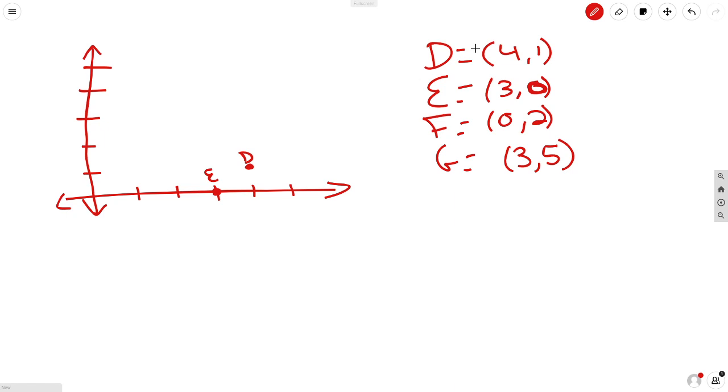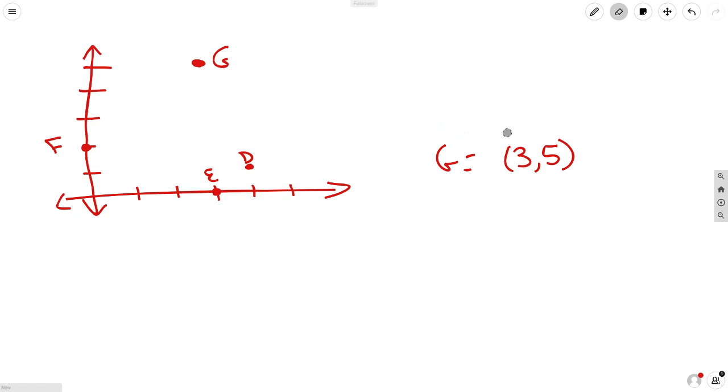F, we don't move at all horizontally. We do go up 2 units: 1, 2. So that's F. And then G is over 3: 1, 2, 3, and up 5: 1, 2, 3, 4, 5. Oops, G. So that's how you plot the points when you're given the ordered pair and you need to plot the point. So that's all about ordered pairs and graphing ordered pairs.